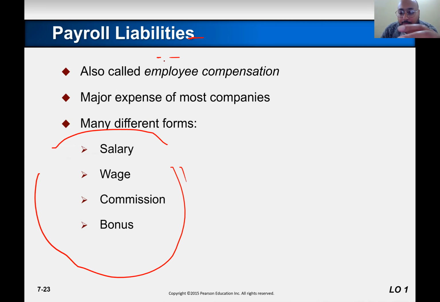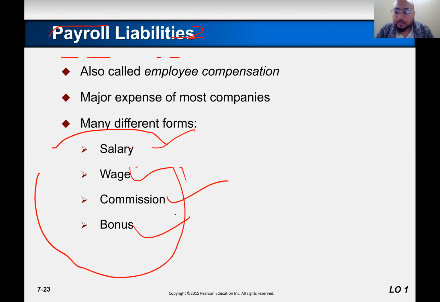So making or transferring amounts, or calculating their bonus, commissions, wages, salaries of the staff, wages of the part-time workers, it's a huge hectic stuff, right? So that's why companies or big businesses make a separate account and they call this payroll liabilities. In those payroll liabilities, they have salaries payable, wages payable, commission payable, bonus payable.